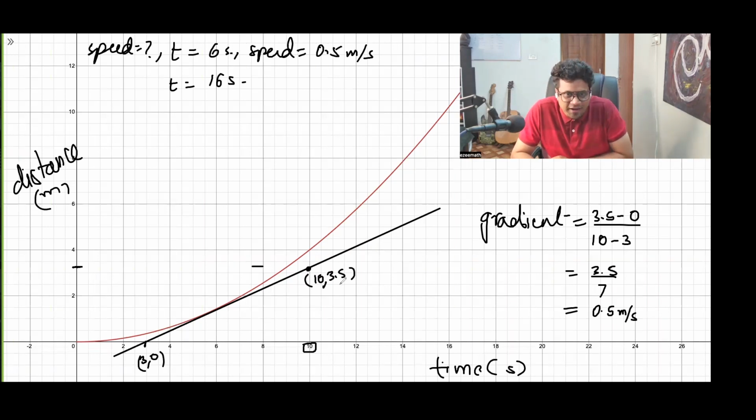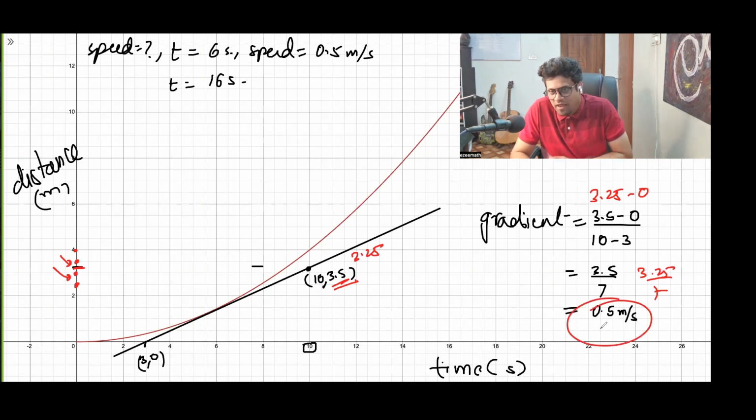Well, I read the y coordinate to be a 3.5. Well, it's not a 3.5. It's somewhere here. It's actually a 2.5, a 3, and a 3.5. So it's actually right in between 3 and 3.5. So it's about 3.25. And that is why the speed now would come out different. It's going to be 3.25 minus 0 divided by 7. And of course, this value will also change.